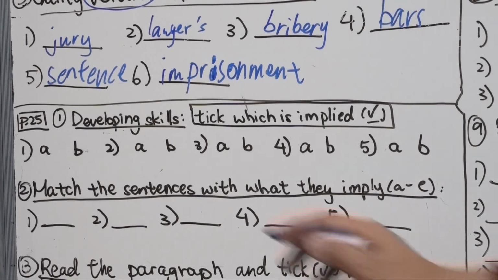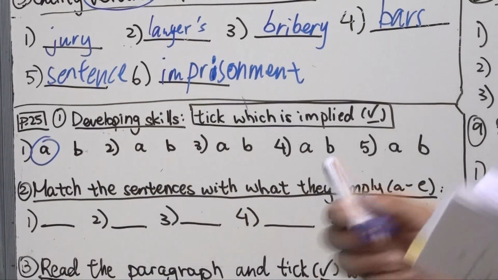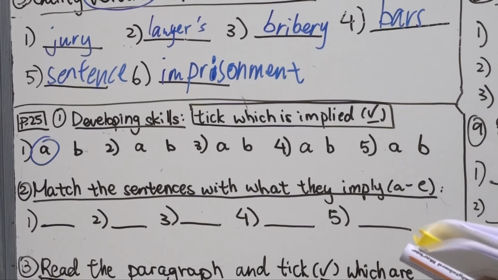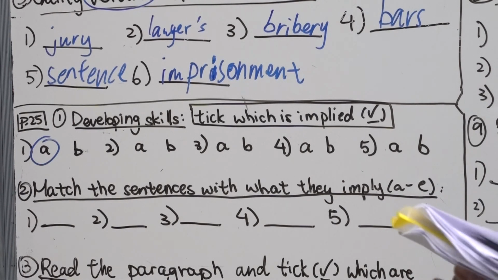No, it should be A, right? We could assume, we could think that he did something very serious, right? A serious crime, a grave crime. Alright, so that is what we mean by implied. We have to look behind the words or try to see what the writer is writing about.